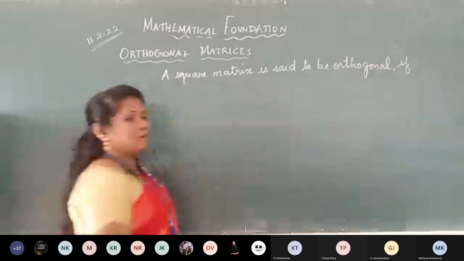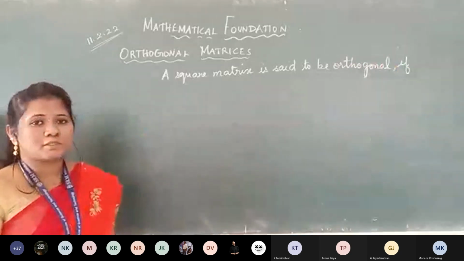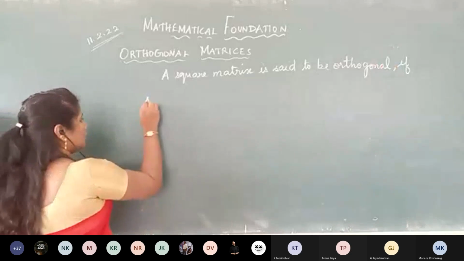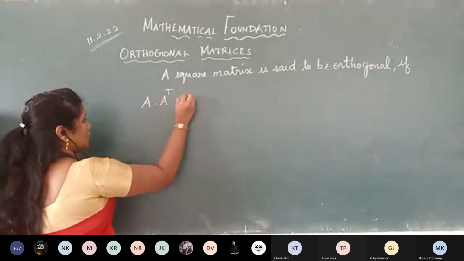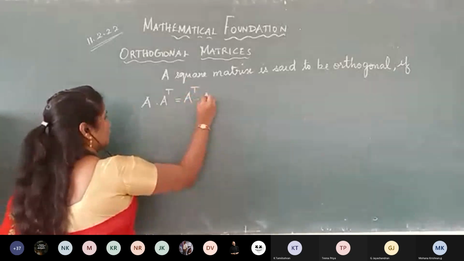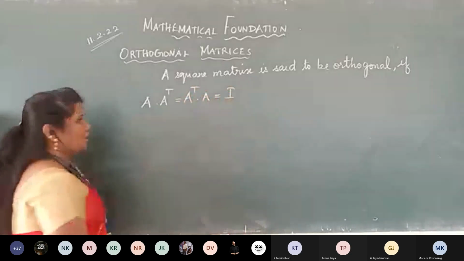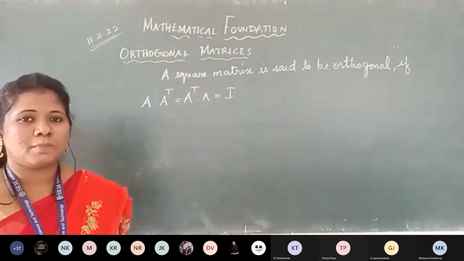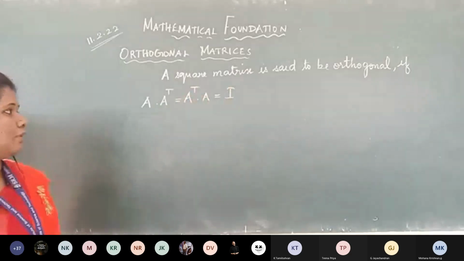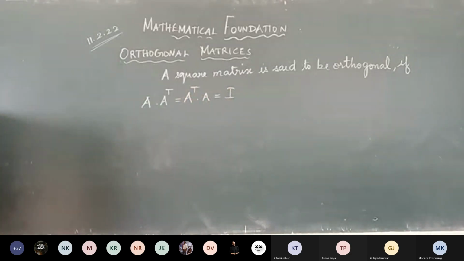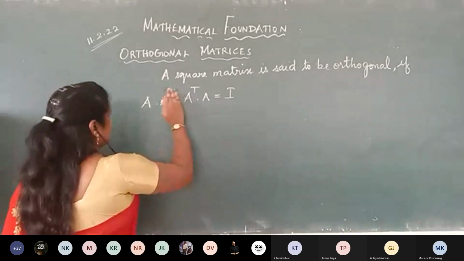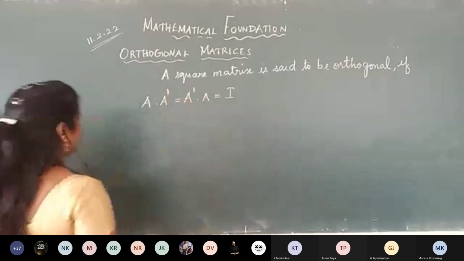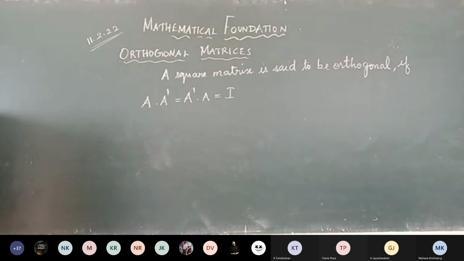A square matrix is said to be orthogonal if A transpose A is equal to the identity. If it becomes the identity matrix, then the given matrix is orthogonal. Okay, the given matrix is orthogonal.